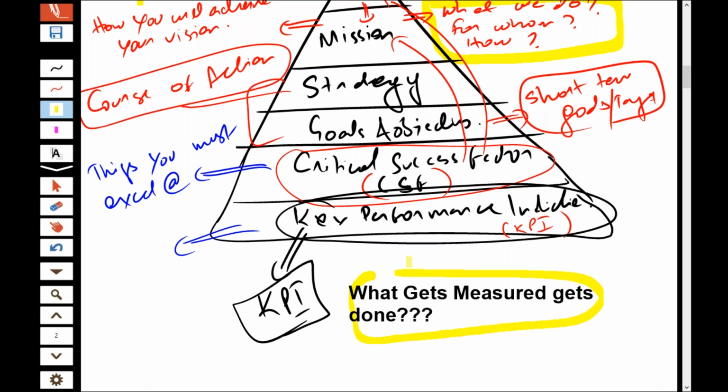So what exactly do you mean by this? How well an organization has been able to fulfill its critical success factors, how well it has been able to achieve them, is all going to be decided by the key performance indicators. We are going to measure the performance using the KPIs. The results of these KPIs would tell us how well an entity has been able to achieve its critical success factors.